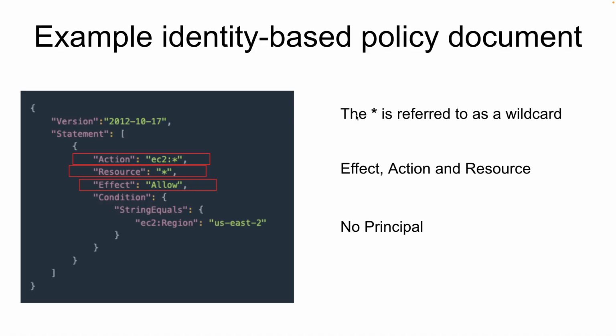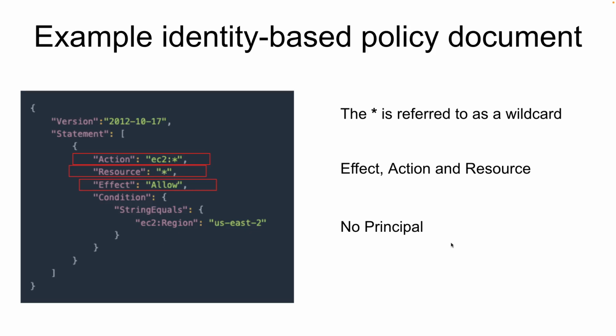So here we have an example identity-based policy document. You can see that it has the effect allow, it has the action EC2 asterisk, and asterisk is referred to as a wildcard, which means all or any. So effectively, this policy allows the principal to perform any EC2 action. And the resource has an asterisk too, which allows the principal to perform any action on any available resource.